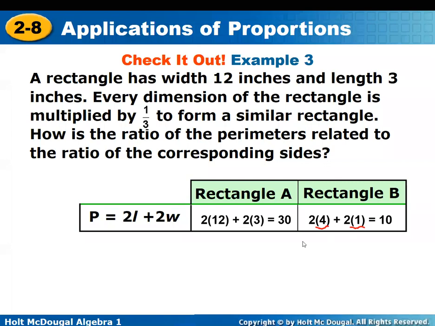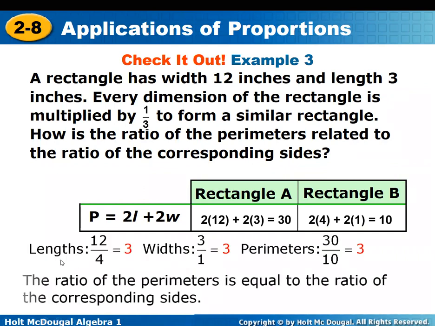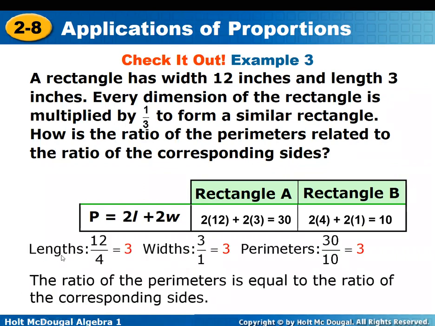What is the second part which he's looking for? Grade 9, what is the second part he is looking for? Back to the question and read. He said, how is the ratio of the perimeters related to the ratio of the corresponding sides? Then find the ratio between the old rectangle and the new rectangle, or rectangle A and rectangle B.